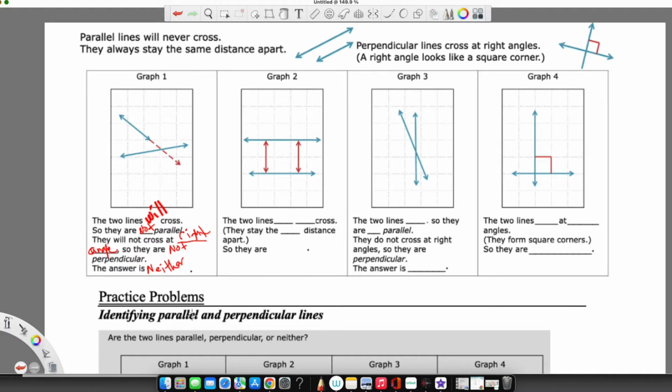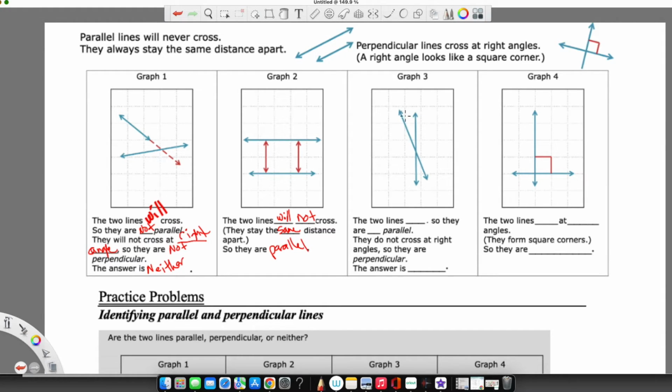All right. So with graph number 2, we can see we have our two lines and we can see the distance here. What they're showing us is this distance is not changing. It's the same distance. So the two lines will not cross. So they stay the same distance apart. Both definitions of parallel: they will not cross and they stay the same distance apart. So they are parallel.